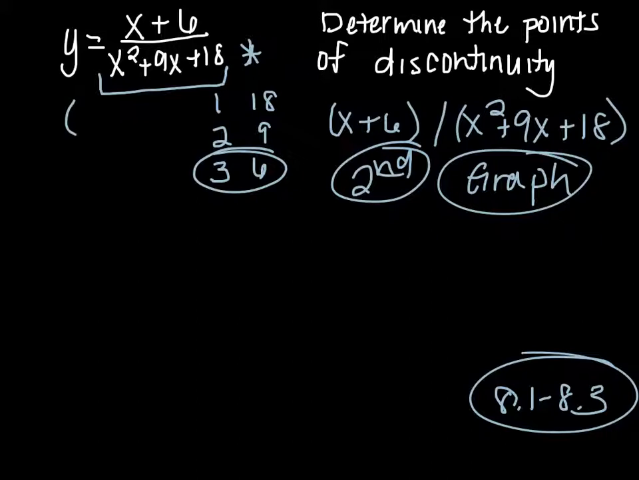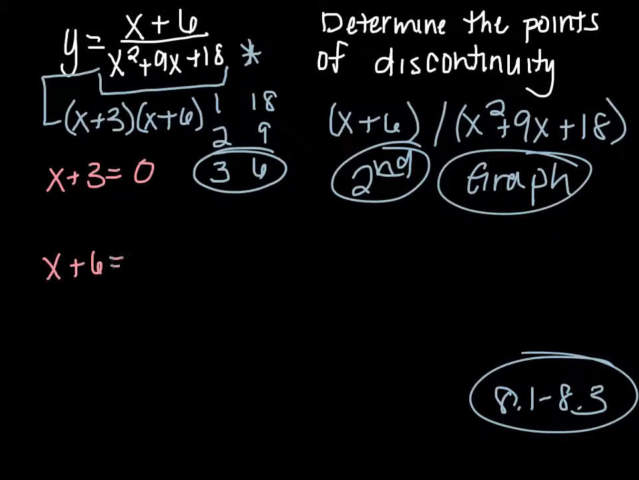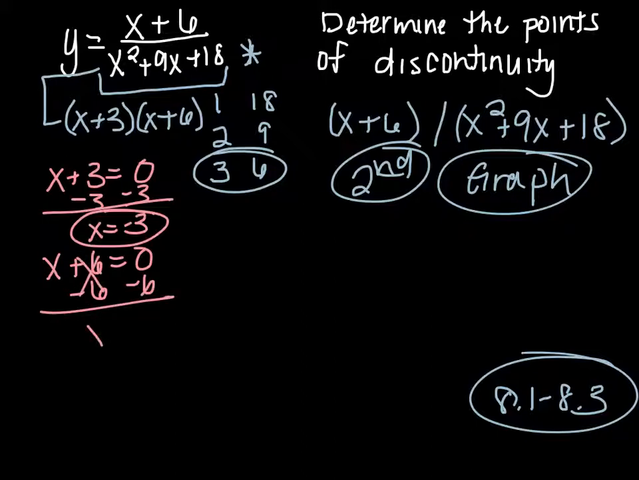So if I factor that bottom, I get x plus 3 and x plus 6. These two things are the same. They're factors of each other. Well, to figure out where they disconnect, I set each factor equal to 0 and solve. When I subtract 3 to the other side, I get x equals negative 3. There's one solution. When I subtract 6 to the other side, x equals negative 6. There's the second solution. Those two answers that are circled right here and right here in pink are your two solutions.